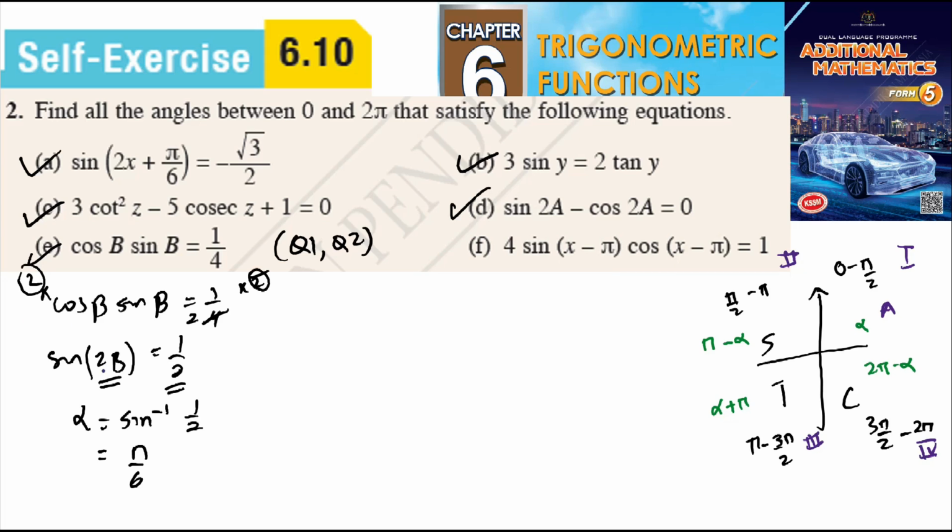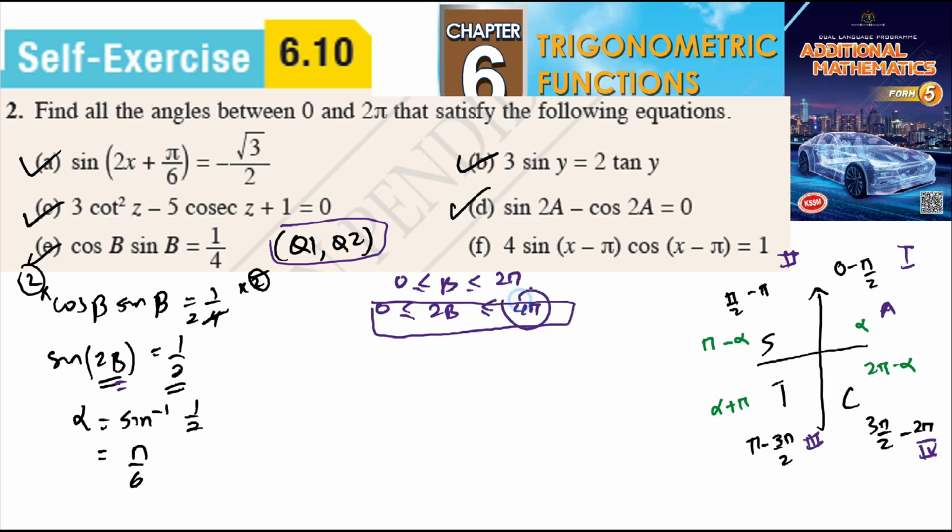So we see here, this one is 2B, right? So we know that B is from 0 to 2 pi. So here 2B is equal to, 0 times 2, we get 0, 2 pi times 2, we get 4 pi. So this is our range for 2B. So we know that first and second quadrant, right? And here is the rotation that must be made until 4 pi.